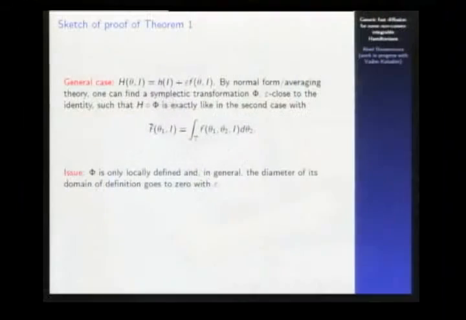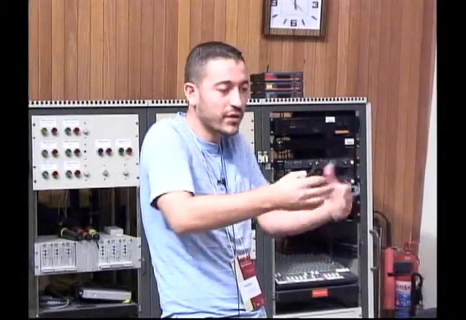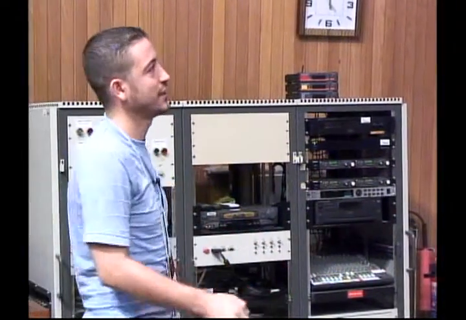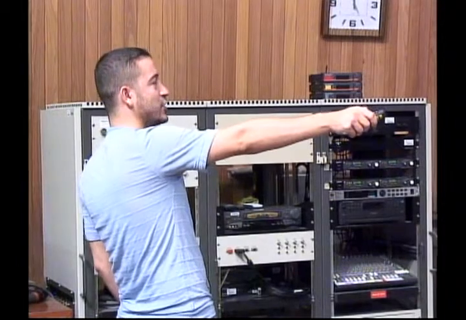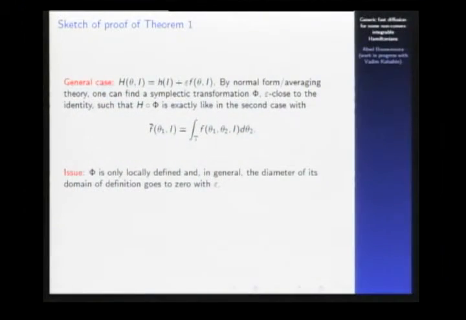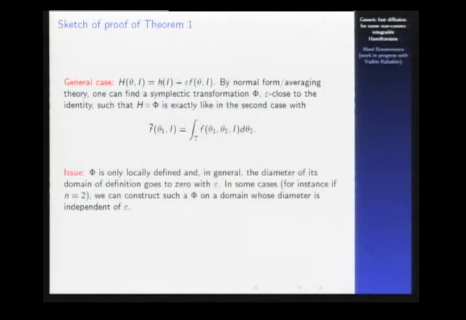The transformation only makes sense in an epsilon domain, and so if you want a drift orbit which moves, you cannot move more than something which depends on epsilon. In general, the upper bound on the diameter of this domain goes to 0 with epsilon. So basically what I said before is useless if you just have this. Now you have to work in this case.